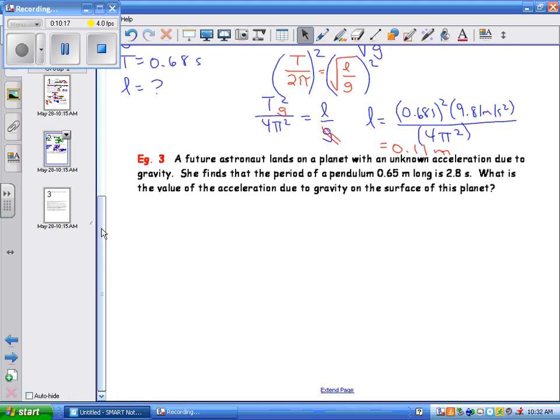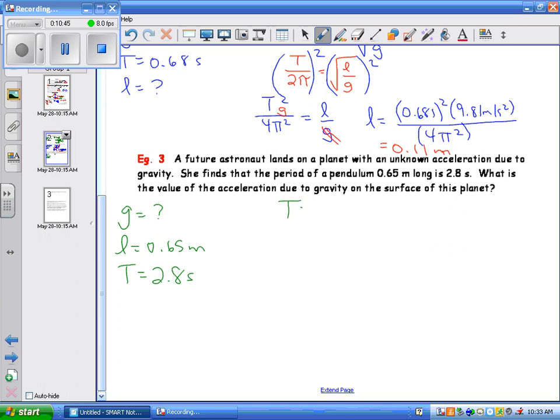So example 3: a future astronaut lands on a planet with an unknown acceleration due to gravity, and that's what we're going to find. She finds that the period of a pendulum that is 0.65 meters long, so that's the length, is 2.8 seconds. What is the value of the acceleration due to gravity on the surface of this planet? Okay, so we are now solving for g.